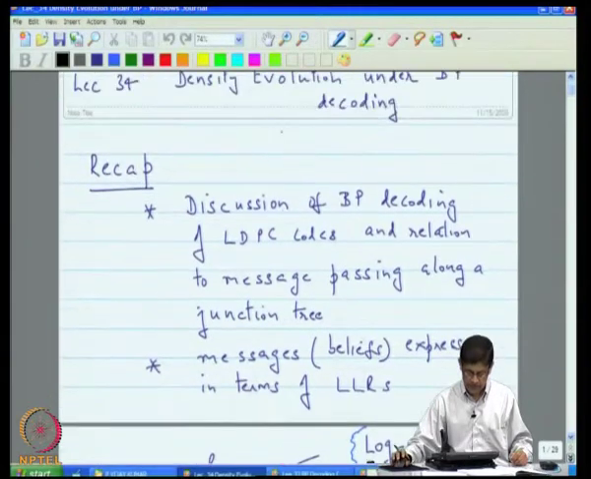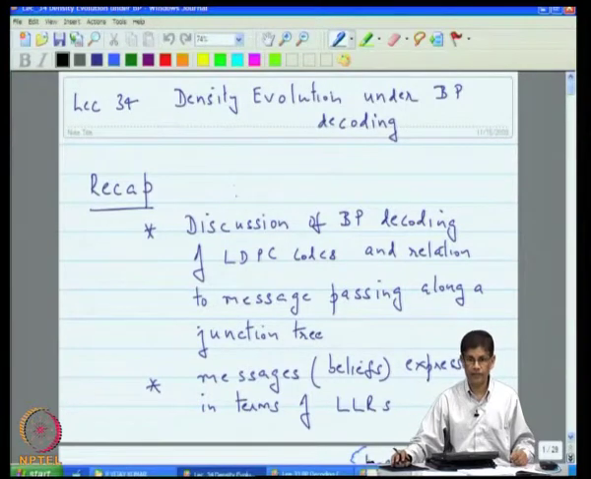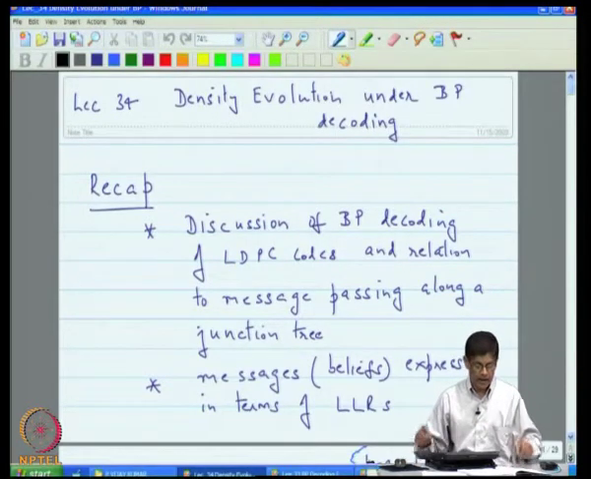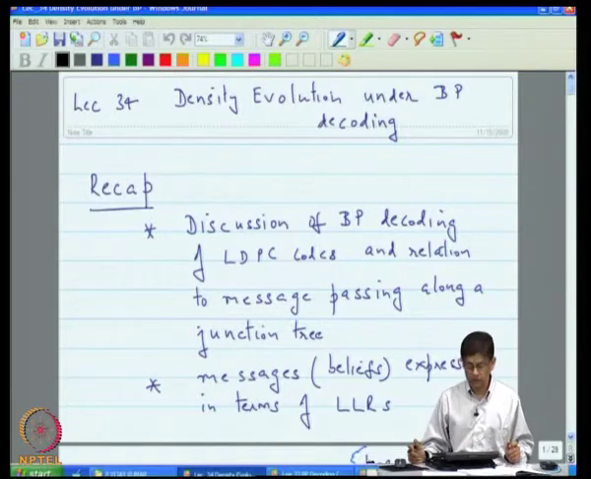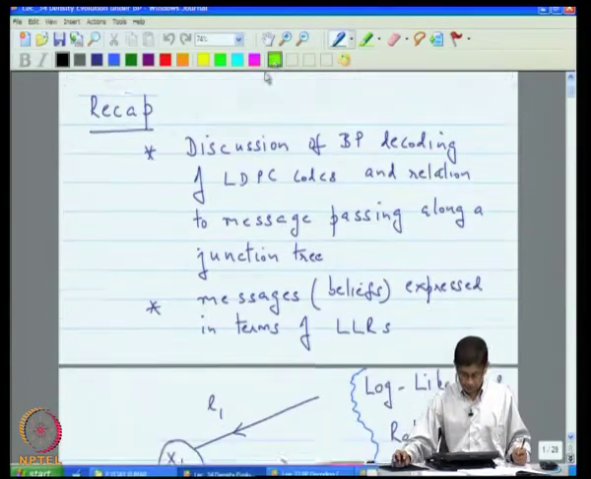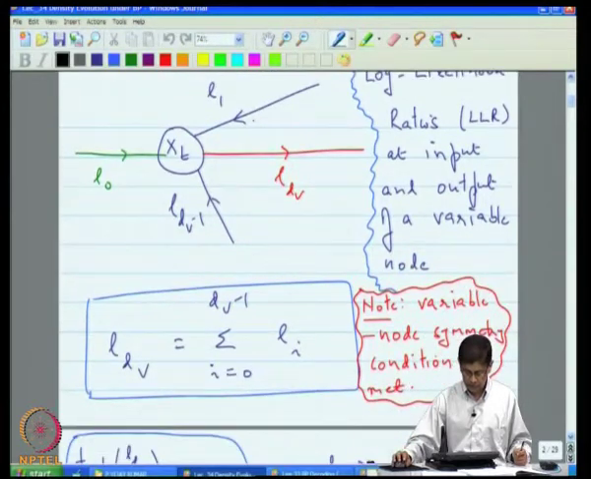Last time we discussed that, supposing you have LDPC codes and let us assume that they are being decoded using belief propagation decoding, I pointed out that belief propagation decoding is nothing but the message passing algorithm that we used when we were decoding our 7-4-2 code, for example, using the junction tree. So that has an interpretation in terms of beliefs.